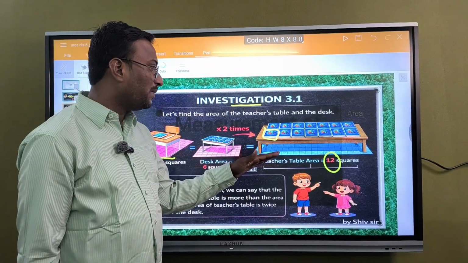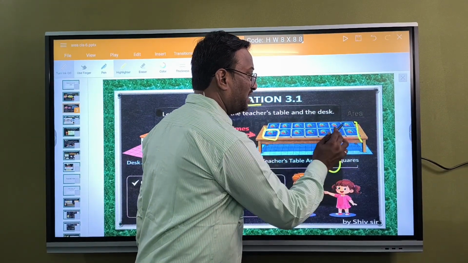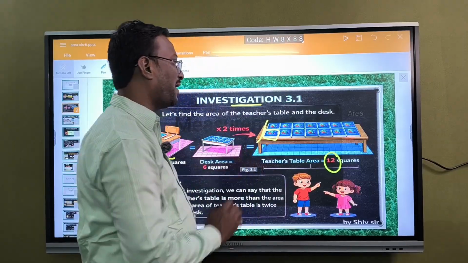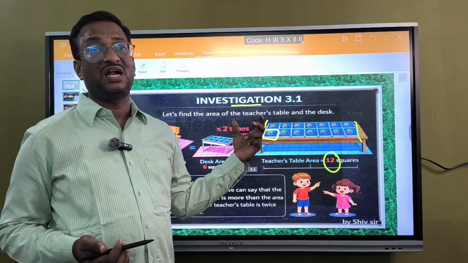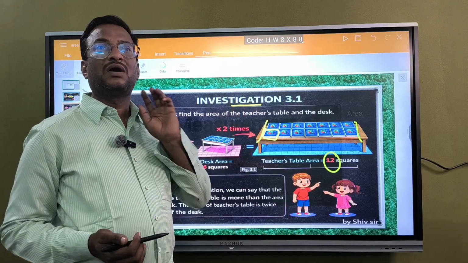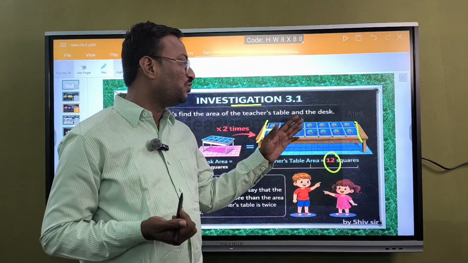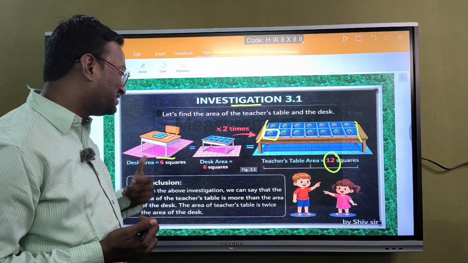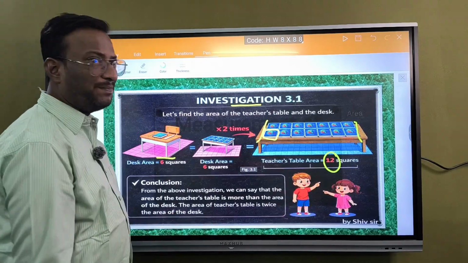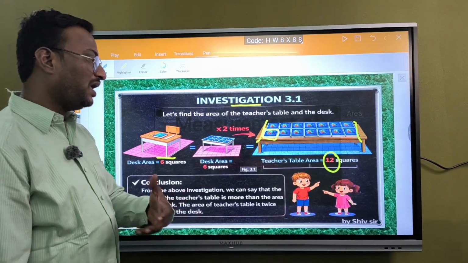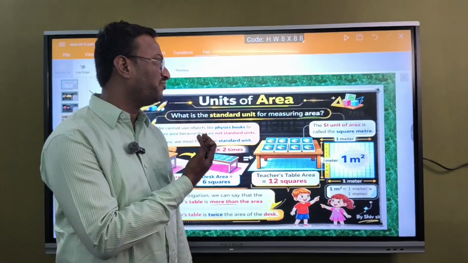But we cannot measure 12 squares accurately. See, some sort of gap is left while measuring, and here also there is some sort of gap. So with this we cannot measure accurately, just as mass and length were not measured accurately in the previous concepts. So we need an accurate measurement. From the above investigation we can conclude that we need some units of area.